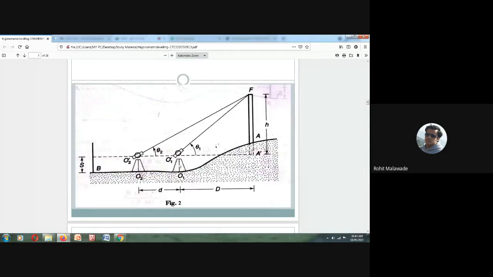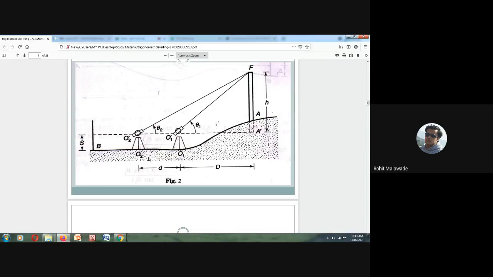Okay. With the vertical vernier set at 0 and the altitude bubble in the center, take the reading on the staff kept at the nearby benchmark. So here also we take the benchmark reading, and this particular distance we will also know. So by keeping the instrument at O2, we will be noting down the angle theta 2.